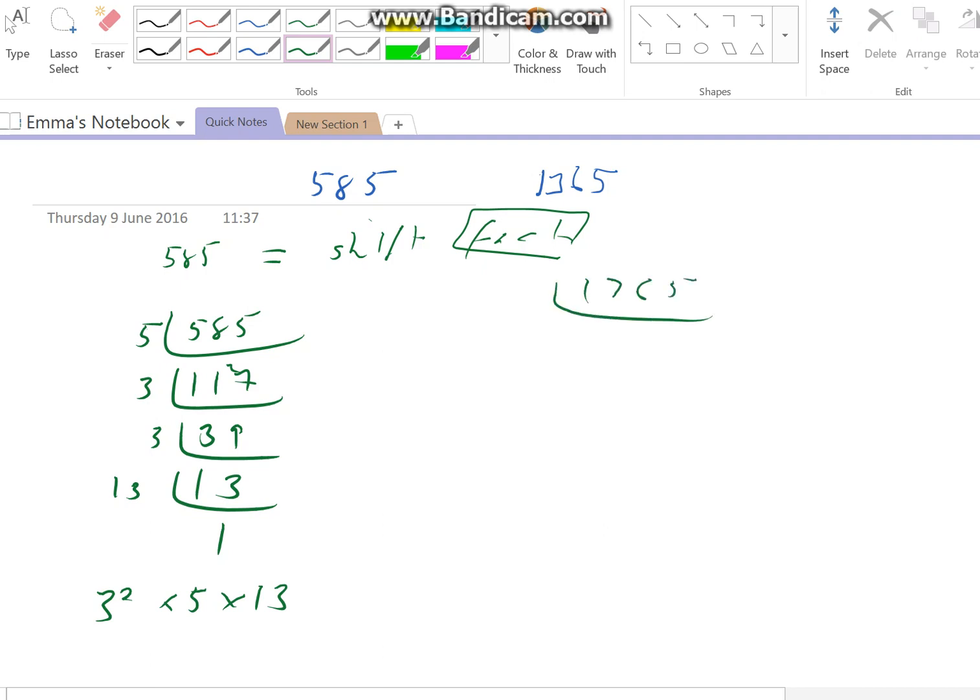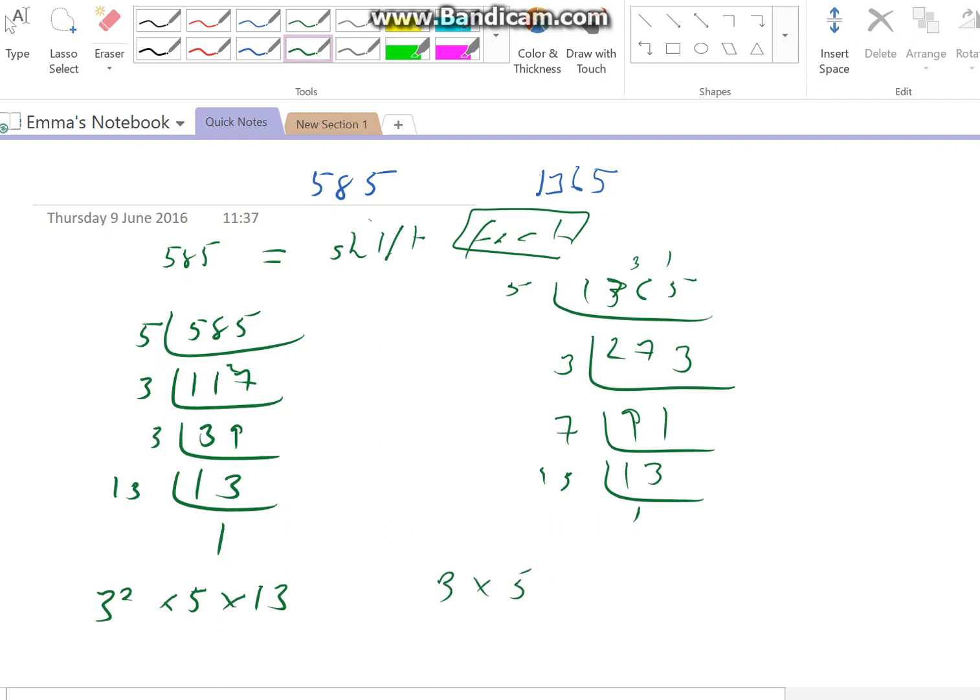1365, same thing, divide by 5. What is that number, 273, 3 goes in 91 times, 7 goes in 13 times, 13 goes in once, so 3 by 5 by 7 by 13.